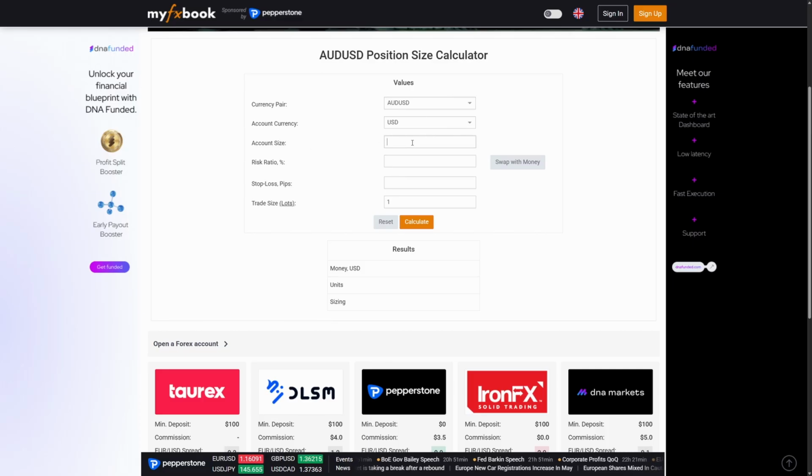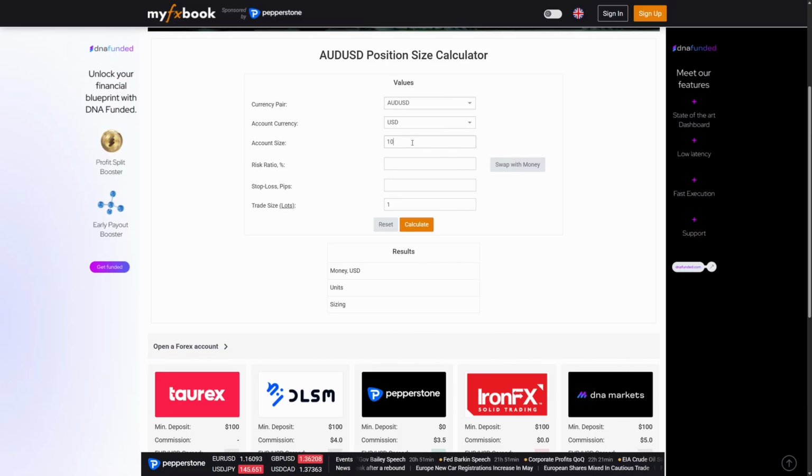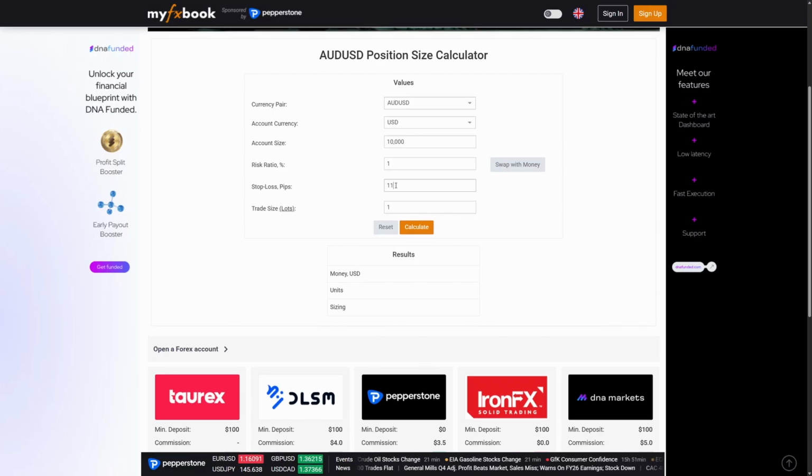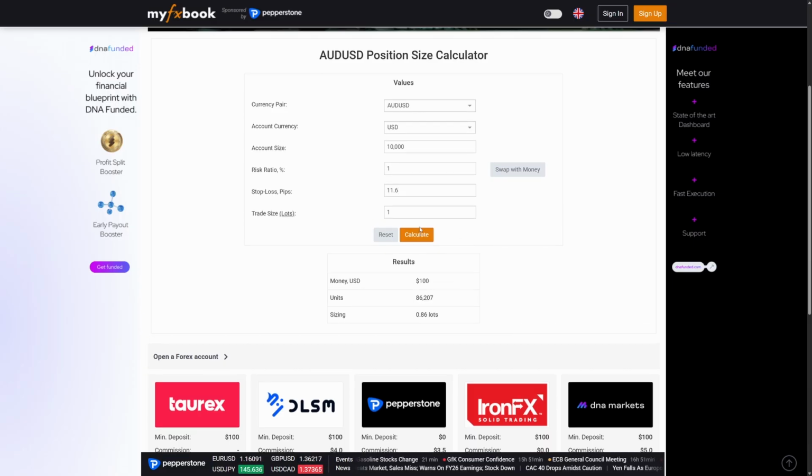So for example, if your account size is 10,000 US dollar, you put it like that. Risk ratio, how much percent are you risking of this account? Normally we risk 1% in most cases. So you go to stop loss pips. Ours was 11.6. Now after you do that, you press this calculate.